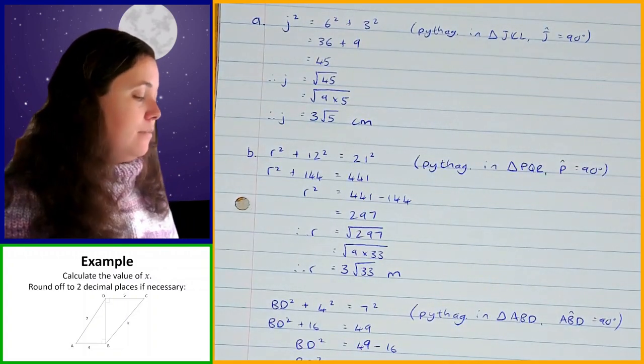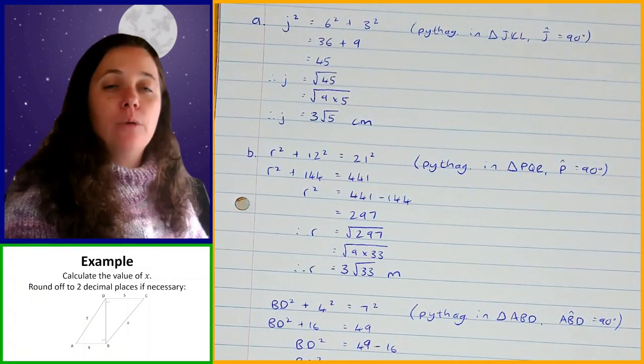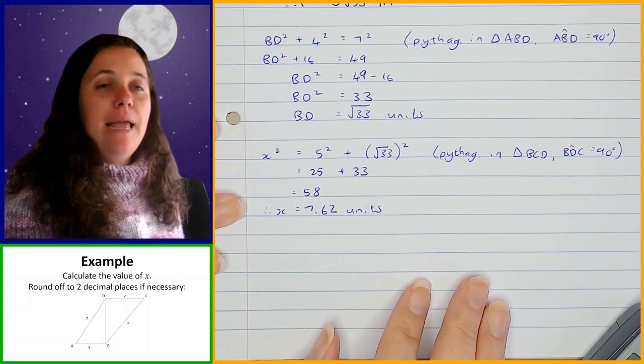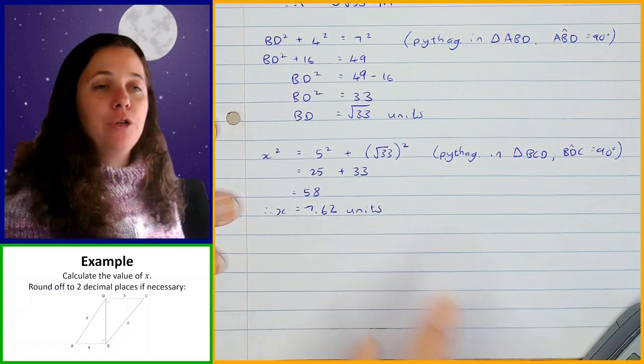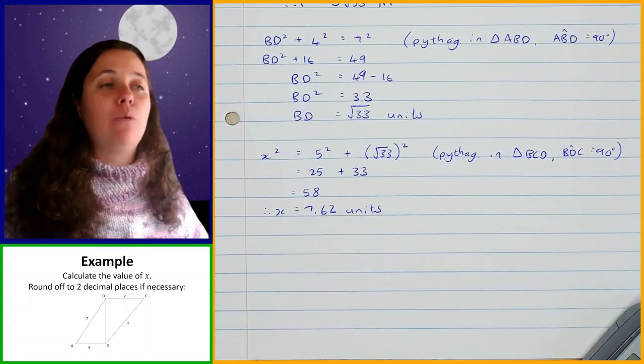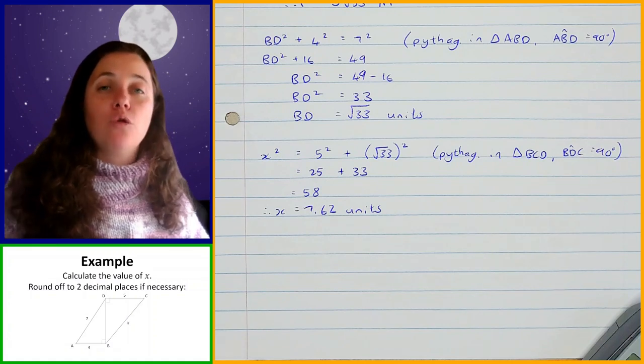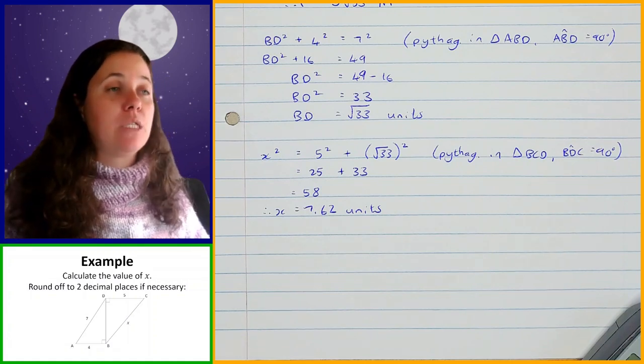Okay, right, so for this example, we ended up with x equal to 7.62 units. Okay, so that's what you're going to be doing in the next couple of questions. Again, you're also going to be rounding off to two decimal places for these questions.